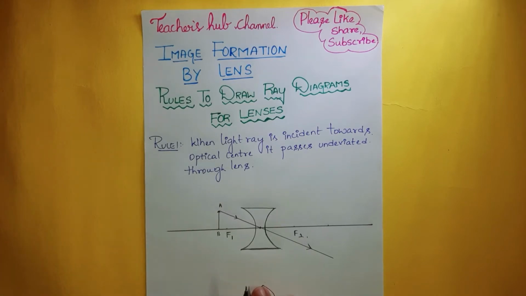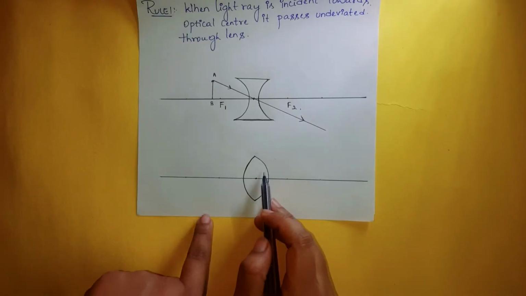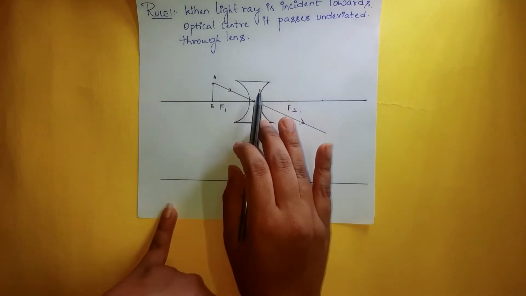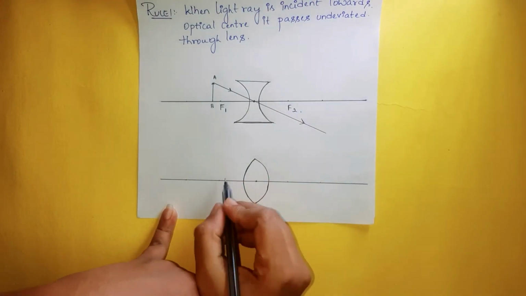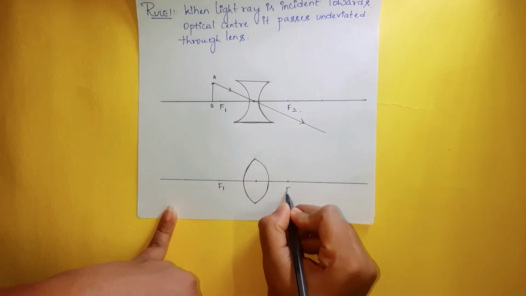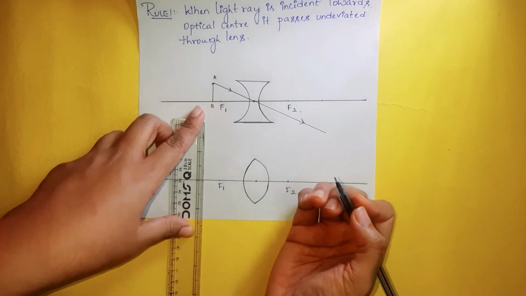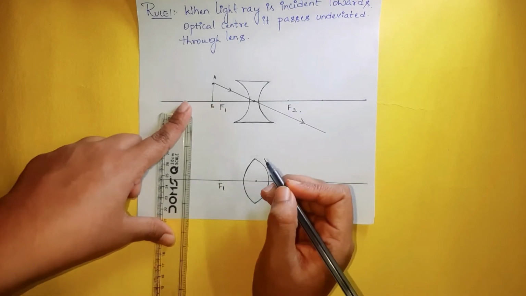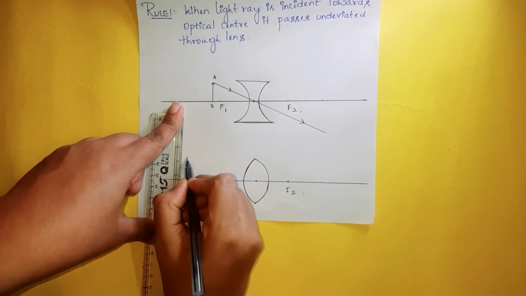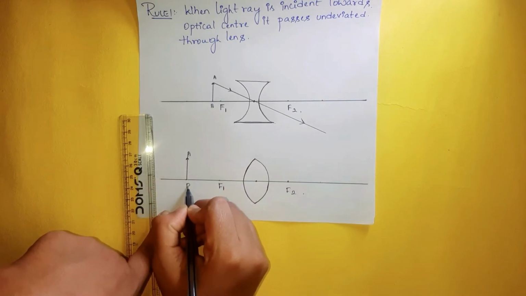Fine. Now we shall take a convex lens. In the convex lens also the same rule is applied. Now I'll mark this as F1 and this point as F2. I'll place the object wherever you want; I'll place it here. Now I have placed an object. I'll name it as A and B.